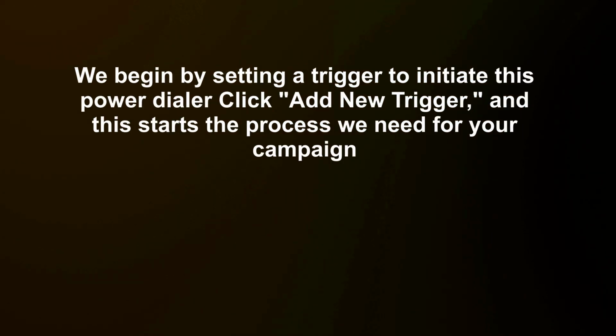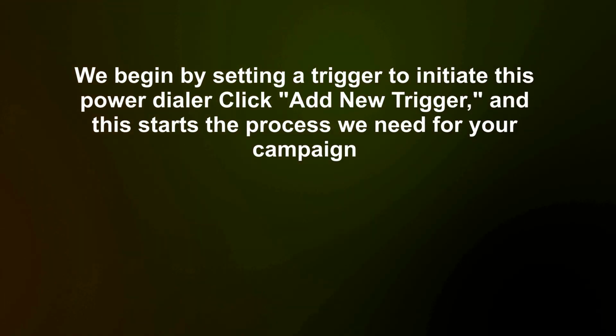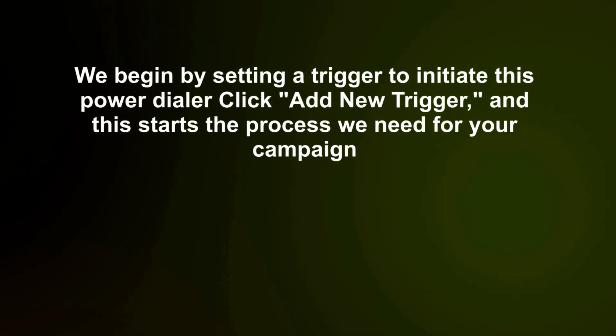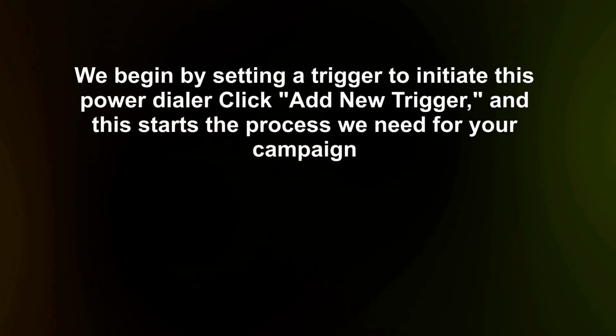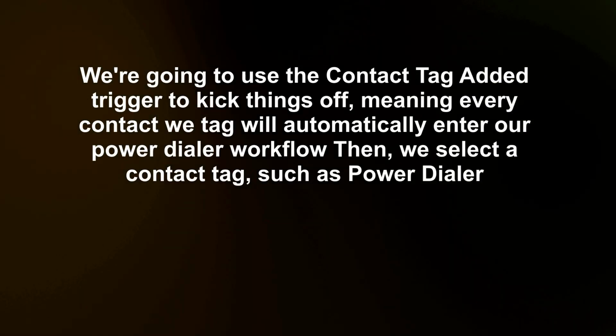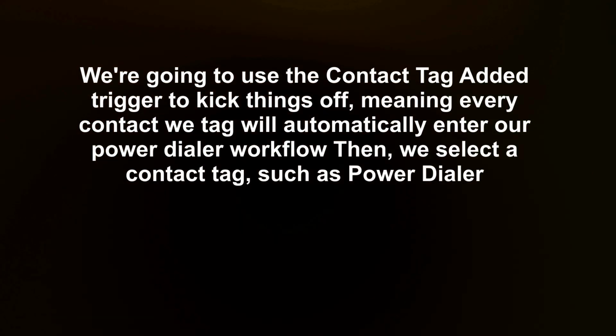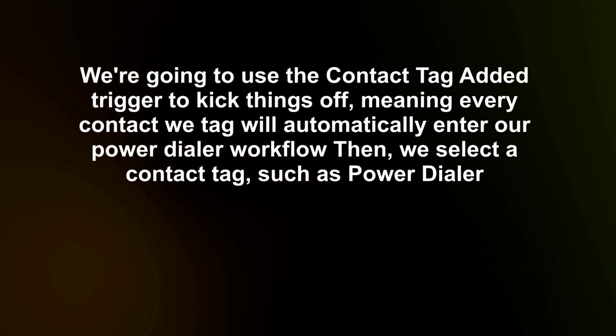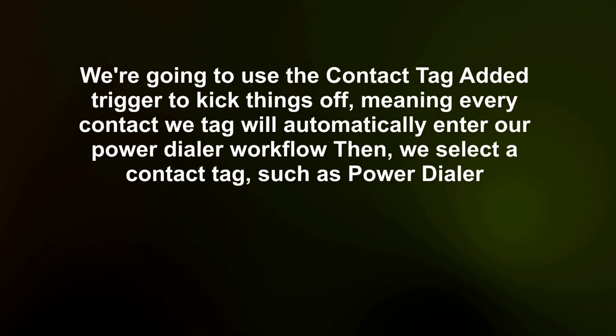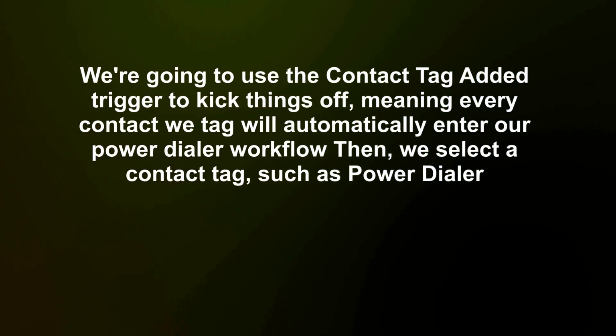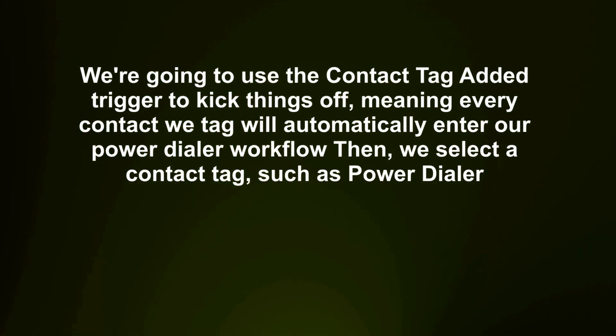Now, let's create our automation from scratch, giving it a descriptive name such as Power Dialer Campaign. We begin by setting a trigger to initiate this Power Dialer. Click Add New Trigger, and this starts the process we need for your campaign. We're going to use the Contact Tag Added trigger to kick things off, meaning every contact we tag will automatically enter our Power Dialer workflow. Then, we select a contact tag, such as Power Dialer.